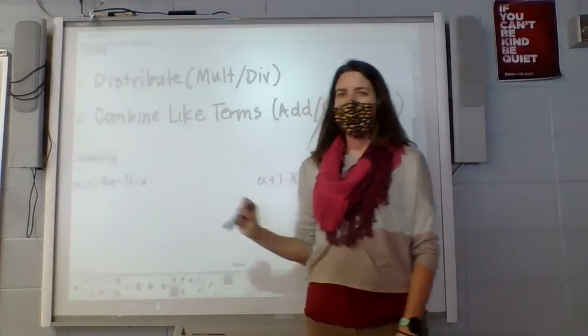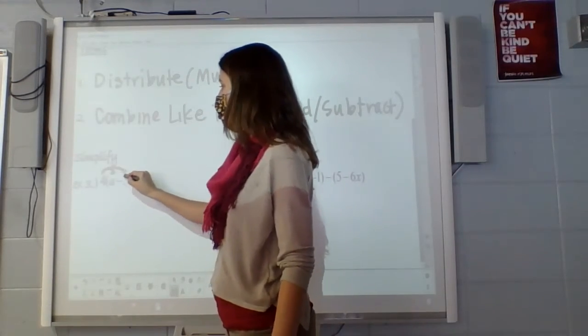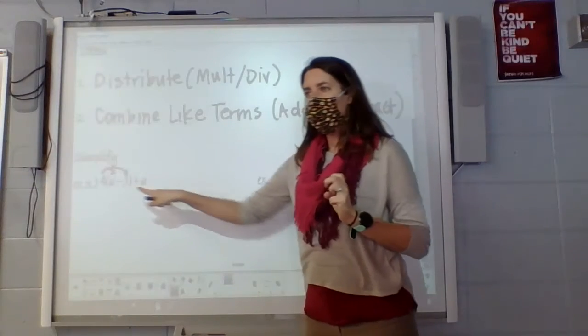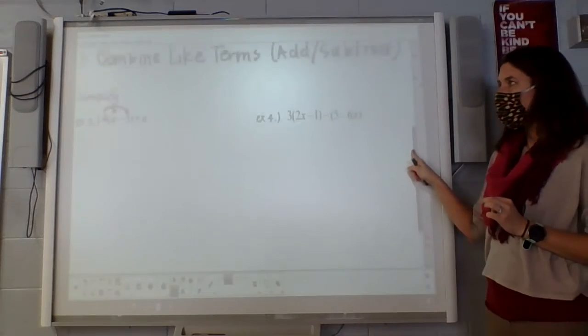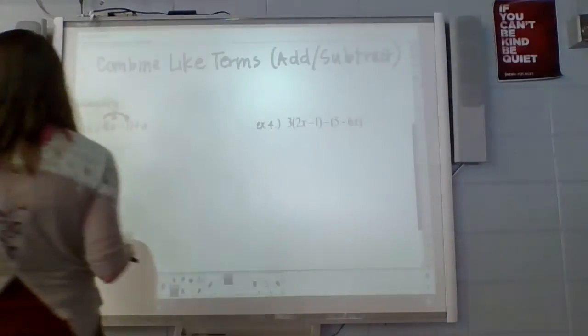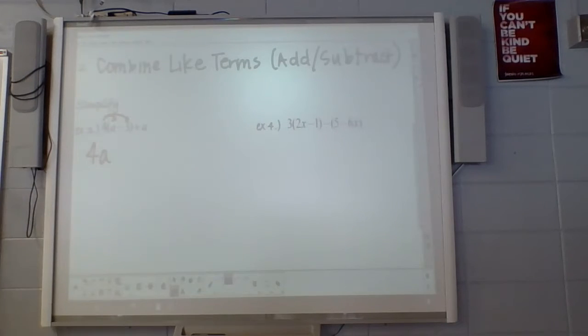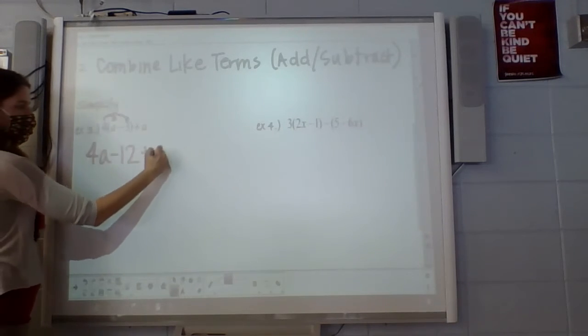What's being multiplied to the parentheses here? The 4. So I'm going to distribute 4 into both terms, but only the terms inside the parentheses. The A on the outside isn't inside the parentheses, so it's not going to get it. So 4 times A is 4A. Just put that 4 in the front. 4 times a negative 3. Negative 12. And then we just bring down this plus A.